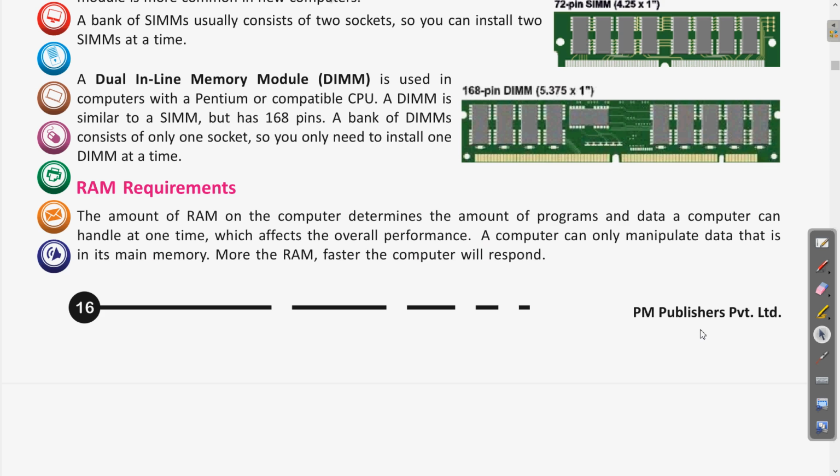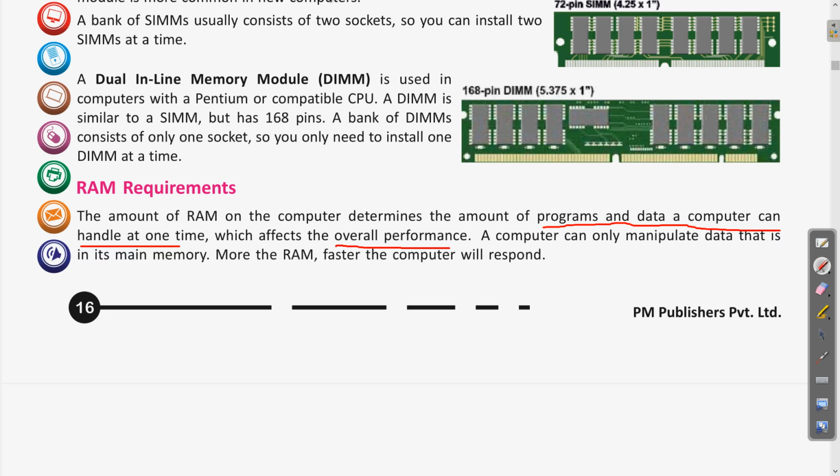Okay, so RAM requirement, let us see this RAM requirement. It is a small topic. The amount of RAM on the computer determines the amount of programs and data a computer can handle at a time. Clear? So what exactly is the requirement of RAM? Obviously, if the size of the RAM is more, then we can open more programs at the same time. So the amount of programs and data a computer can handle depends on the amount or size of RAM, which affects the overall performance.